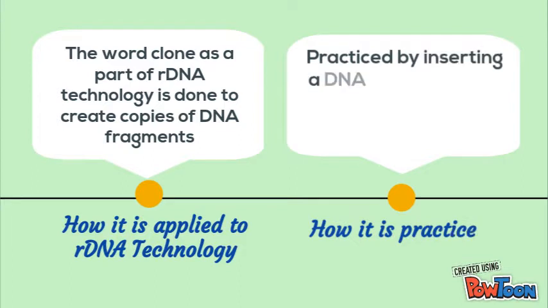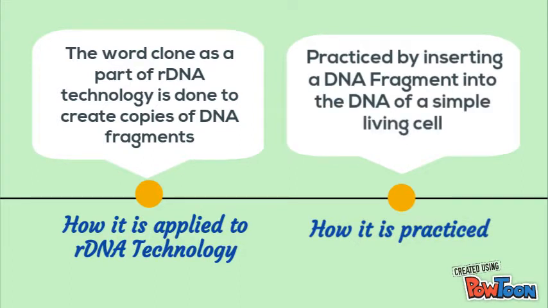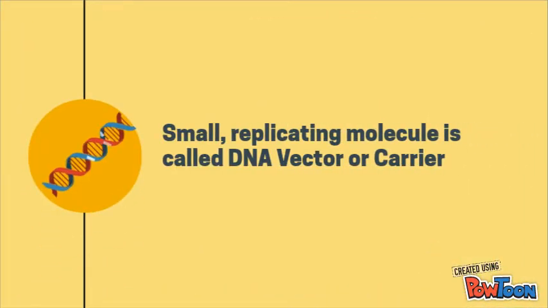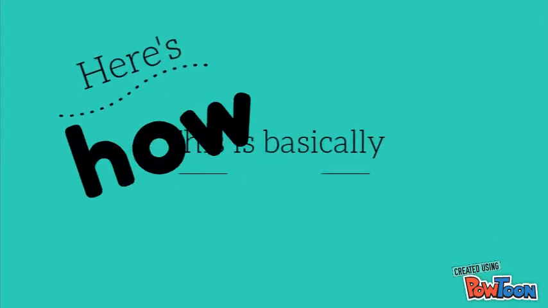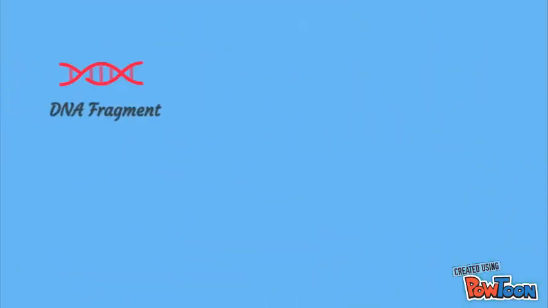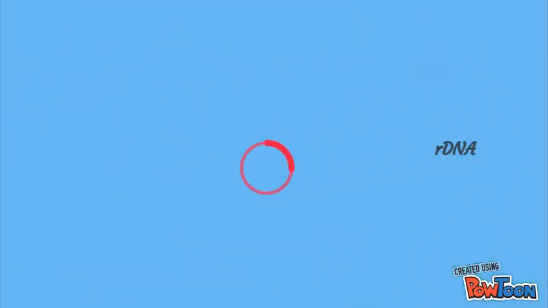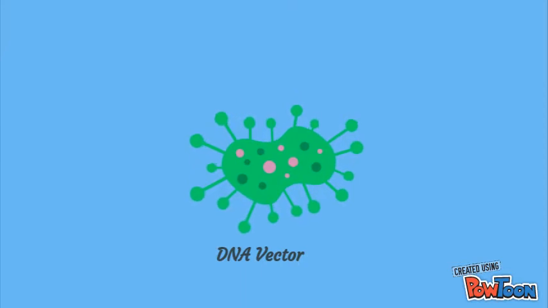How it is practiced is by inserting a DNA fragment into the DNA of a simple living cell. The DNA fragments are inserted into small replicating molecules called DNA vectors or carriers. Common vectors are plasmids, viruses, and yeast cells. DNA cloning involves a lot more, but basically a DNA fragment is inserted into the DNA of a DNA vector to create rDNA.